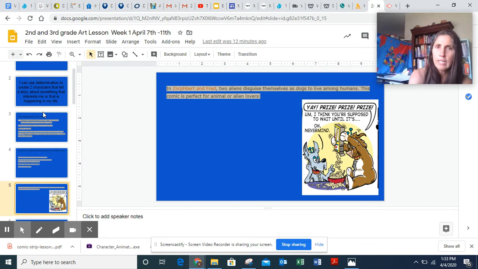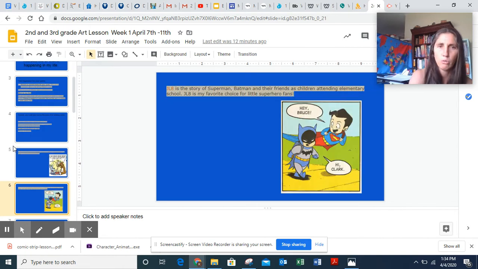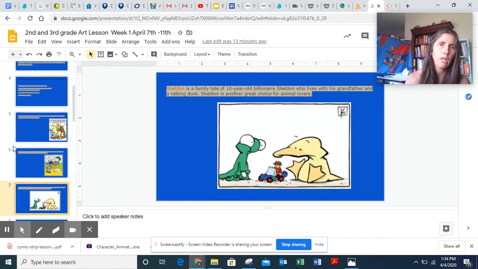So this one is about 2 aliens that disguise themselves as dogs to live among humans. This is a good idea for people who love animals or aliens, okay? We're going to have more than one picture. There's going to be a little bit more to the story. This one is a story of Batman and their friends as children attending elementary school. Great for superheroes. In this one, it's a family tale of a 10-year-old billionaire, Sheldon, who lives with his grandfather and a talking duck. Also another good choice for animal lovers.